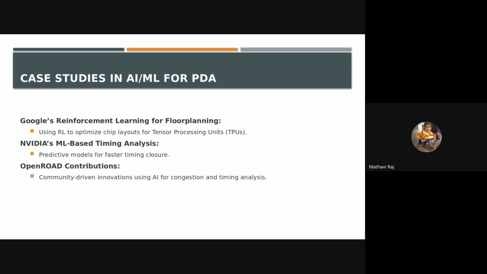Case studies in AI and ML for EDA. Google: reinforcement learning for floor planning. Google used reinforcement learning to optimize the floor planning for their Tensor Processing Units. The TPU is a great example of AI and ML being leveraged in the design of specialized hardware.